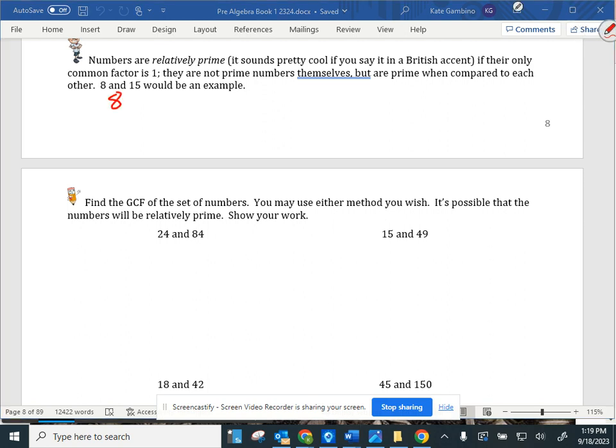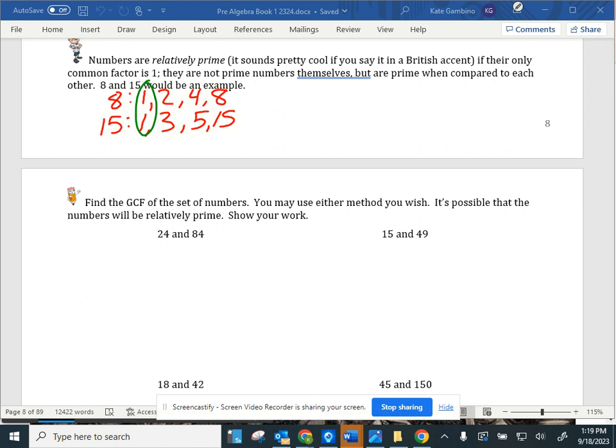So if we look at the factors of 8, we've got 1 and 8, 2 and 4. Factors of 15 are 1 and 15, 3 and 5. So when they only share 1 as their common factor, then we say they're relatively prime because they only share 1 as their common factor. They're not prime, they're relatively prime. So it's important to know that.